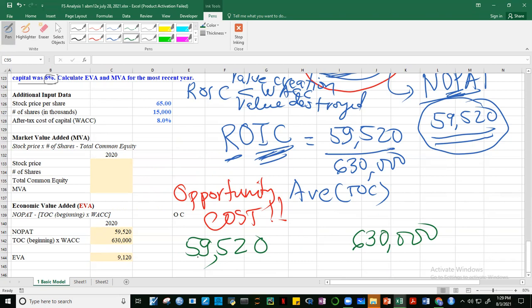Ang gagawin natin, okay ba to si 59,520? Okay, we can't say it's okay or not kasi basta alam natin na 59,520. How do we determine if it's okay? Magkano ba yung operating capital at the beginning? 630. Okay, libre ba to? Itong 630 na yan? No, hindi libre yan, guys. Investors require something in return.